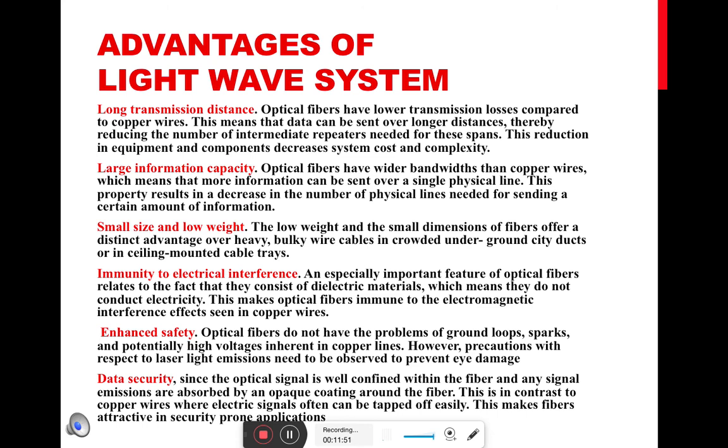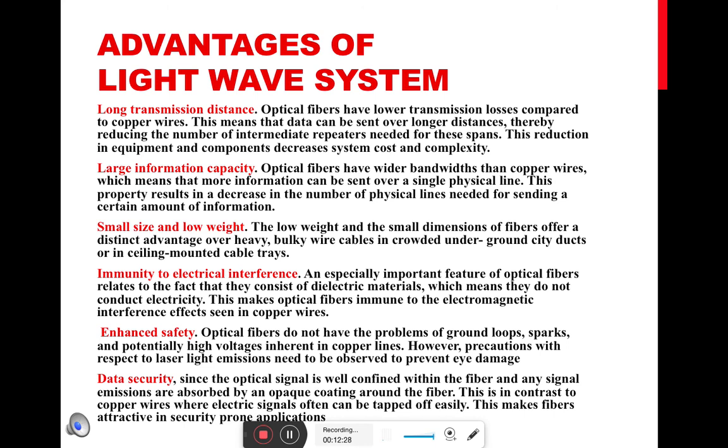The other thing is large information capacity. As we all know, optical fiber has a huge bandwidth, so the information-carrying capacity is high. Next is small size and low weight. The optical fiber is made from silica glass threads, so it is very small in size and has very low weight. Next is immunity to electrical interference. As already mentioned, the signal is transmitted in the form of light in optical fibers, so it doesn't have the electromagnetic interference that the electrical signals create in conventional copper cables.